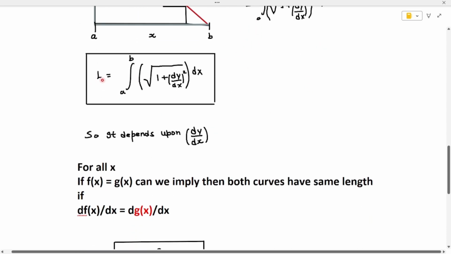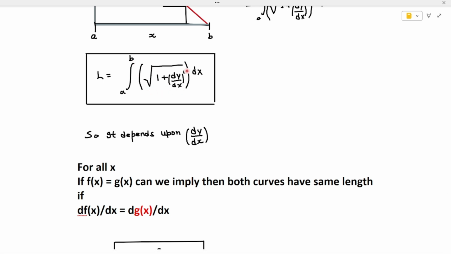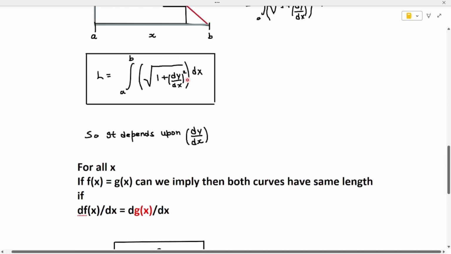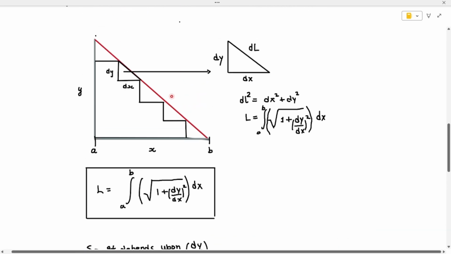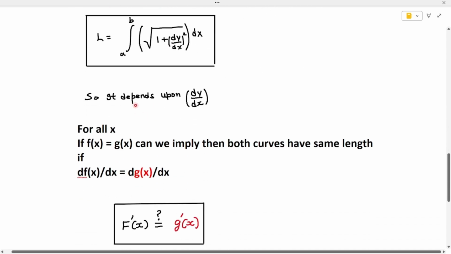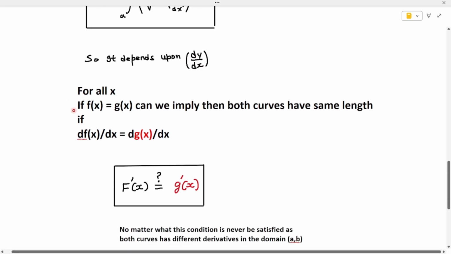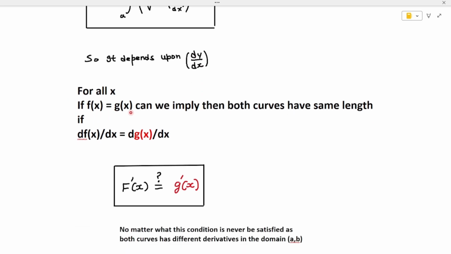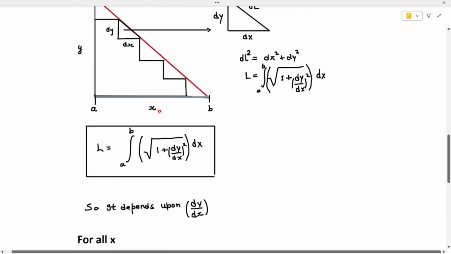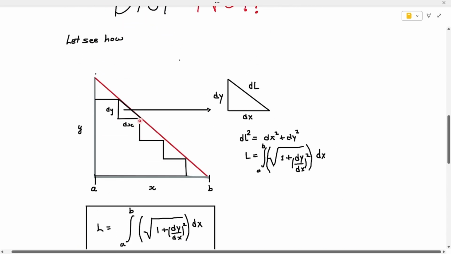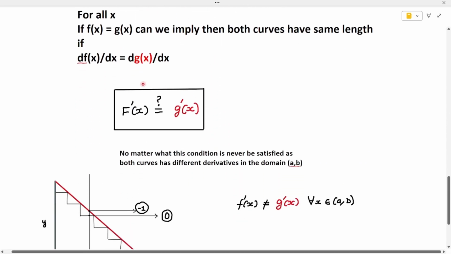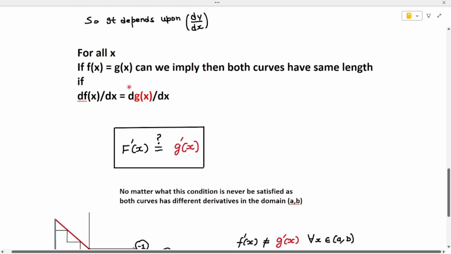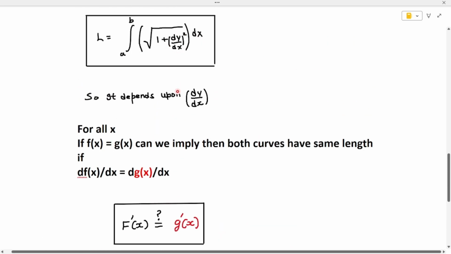We will get the length of the curve as the integration of this function here, right? And you can see that this function has the derivative of x. So this function takes the derivative of the function, and you can clearly see it depends upon the derivative of the function you want to find the length of. So for all x, if f of x is this staircase type curve and g of x is this straight line, we can imply that both curves have the same length only and only if their derivatives are the same, right?